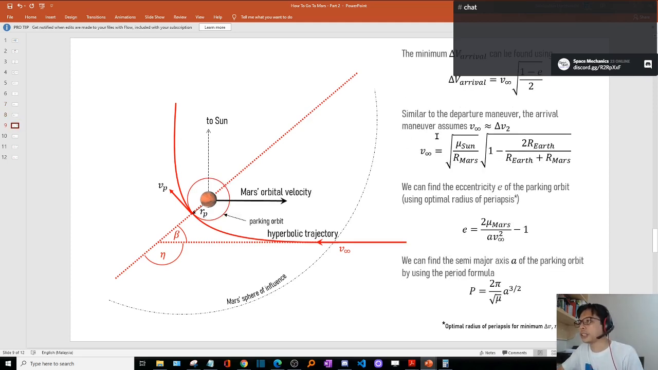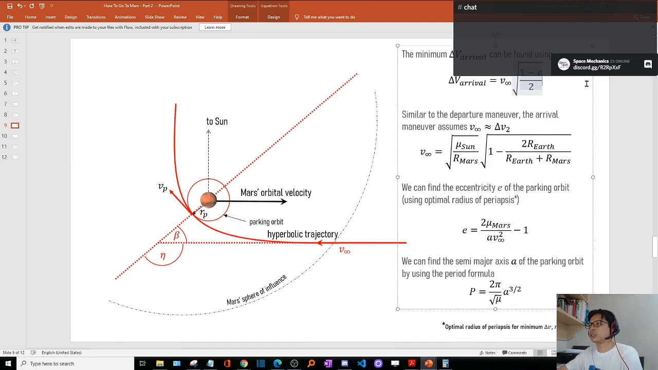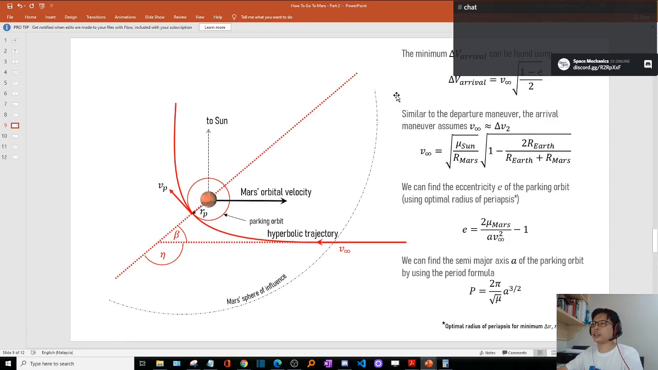Okay, let's do the first thing first. There are a few formulas here. Not many, 5, maybe 6. Let me just give you the formula first. The minimum delta V arrival, how you want to find it is using this formula right here. I don't want to spend time on the derivation, but I think you can find it in Curtis' textbook.